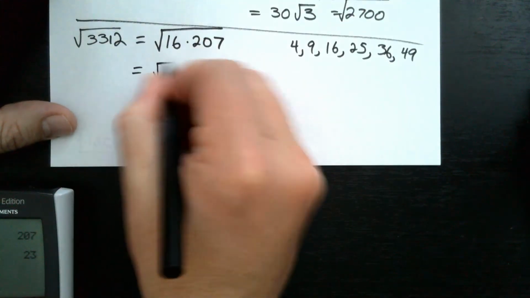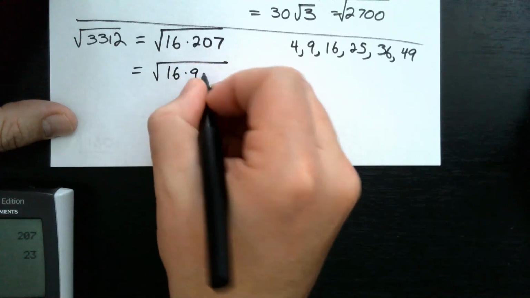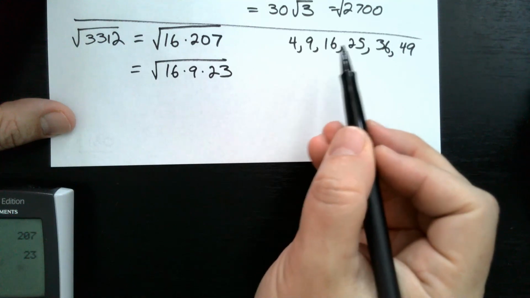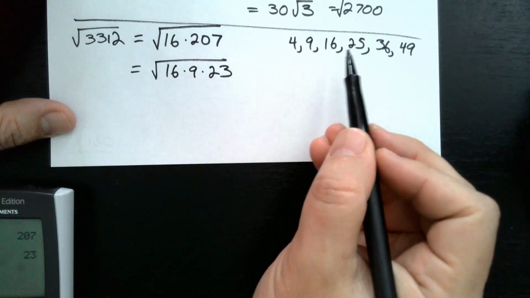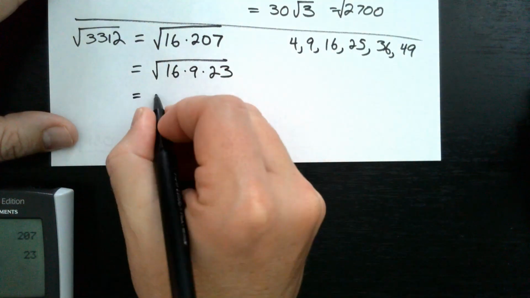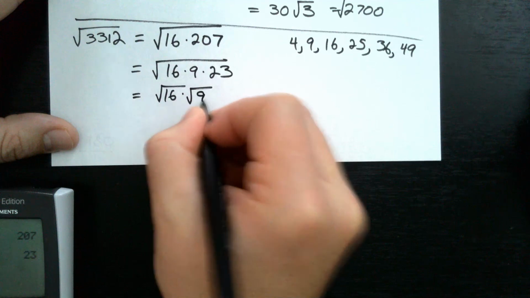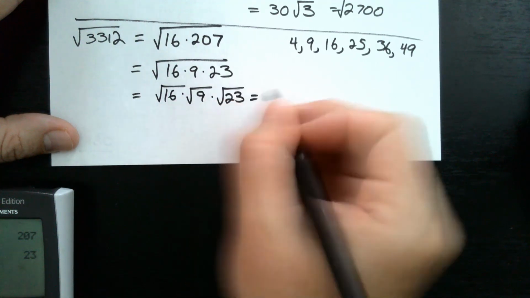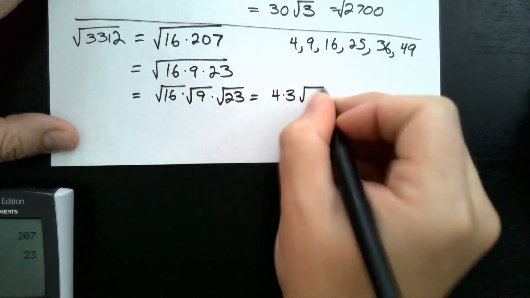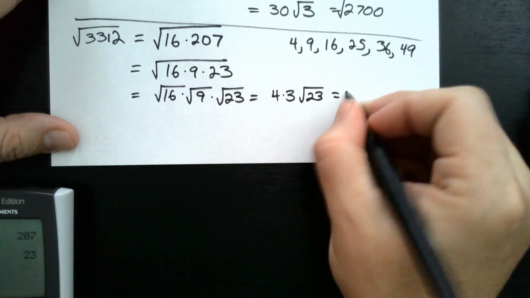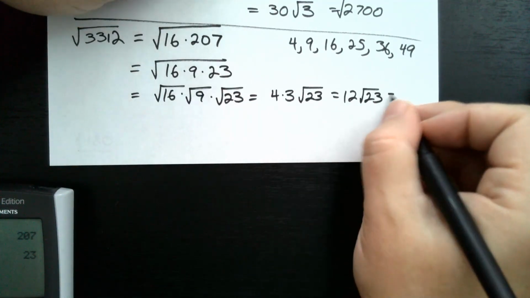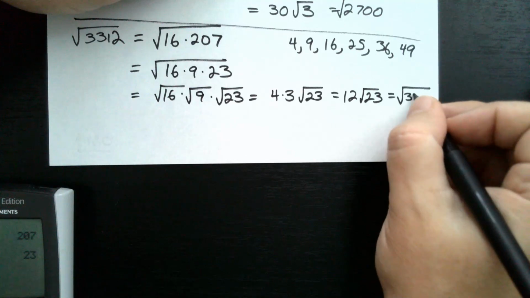So we get the square root of 16 times 9 times 23, and we're done because 23 would be in here if it was a square number, but it's not. So 23 can't be reduced anymore. This becomes the square root of 16 times the square root of 9 times the square root of 23, which gives you the square root of 16 is 4, the square root of 9 is 3, and of course leave 23 there. And that becomes 12 square roots of 23, which is the same thing as the square root of 3,312.